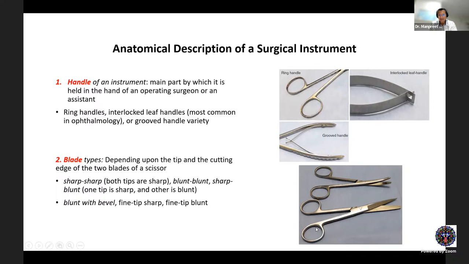We talked about this: this is a ring handle, and these are the blades, and this is a sharp and blunt tip. So blunt can be with bevel or without bevel. It depends, like your keratome, the corneal keratome, or the fine tip sharp or fine tip blunt it can be.